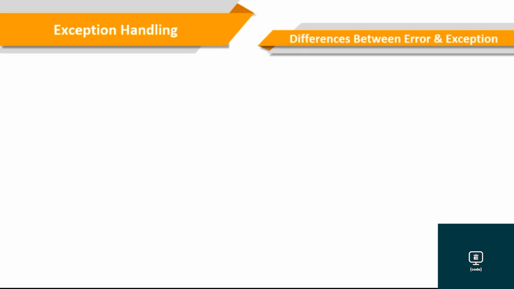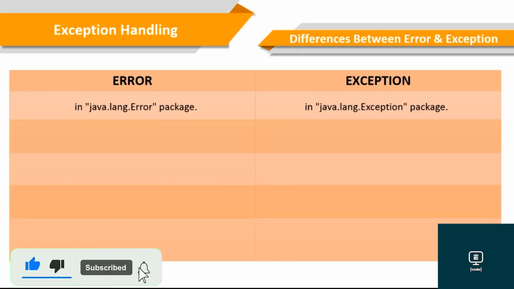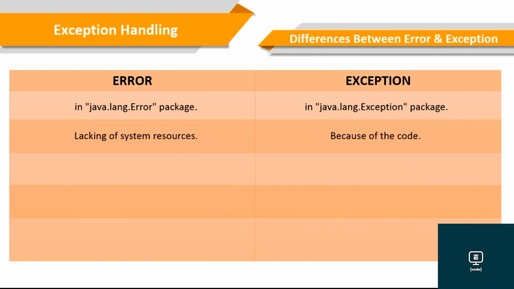So let's have a look at these differences between error and exception in the table. So as you can see here on this table, in Java, errors are defined in java.lang.Error as a package, and exceptions are defined in the package java.lang.Exception. So an error is caused due to a lack of system resources, right? An exception is caused because of the code. So it's impossible to recover from errors, but you can recover from exceptions by handling them through try-catch blocks.